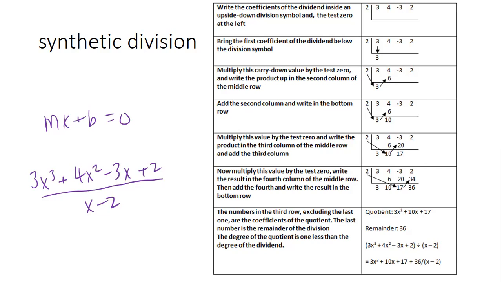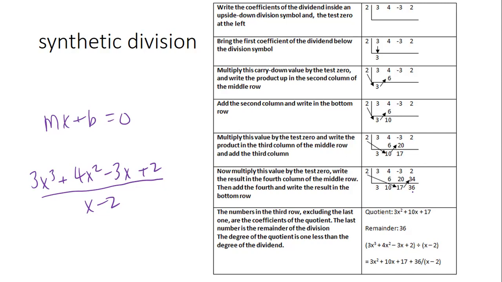Diagonally, we're going to multiply and write its product. So 2 times 10 is 20. We multiplied and wrote its product. Vertically, we're going to add. -3 plus 20 is 17. Now we do it again. 2 times 17 is 34. And 2 plus 34 is 36.